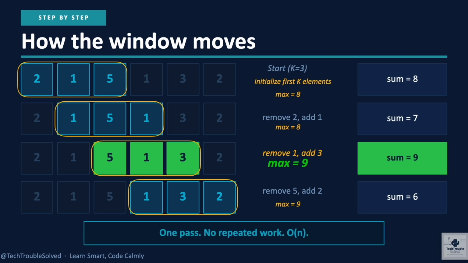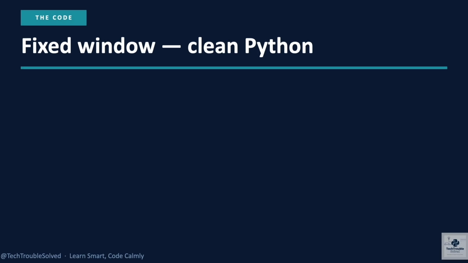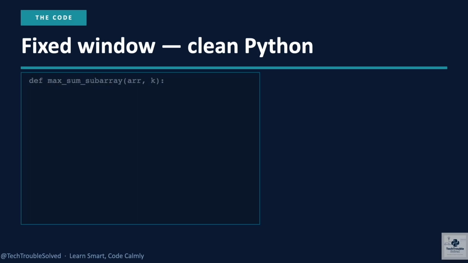One pass through the array. Every element visited exactly once. No repeated work. So O(n) time. Here is the complete Python implementation. Let's walk through it step by step.